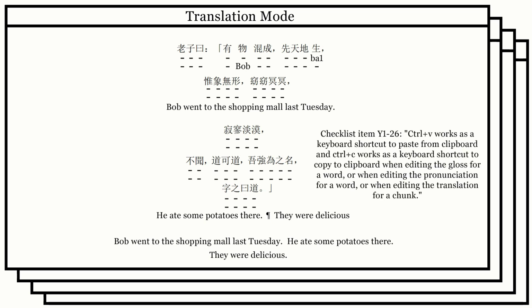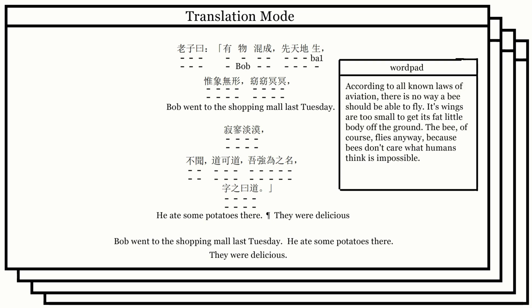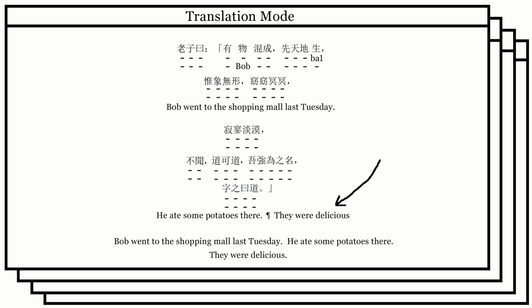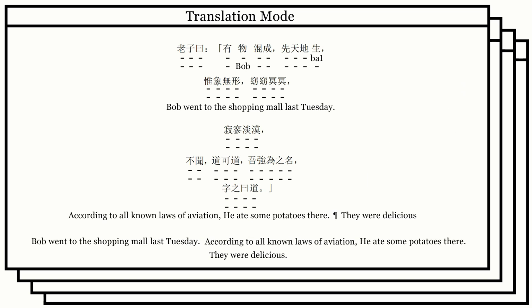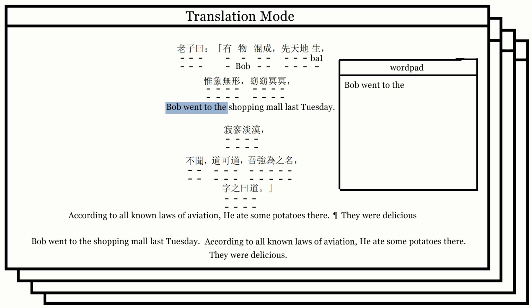Okay. Checklist item 1-26. Control-V works as a keyboard shortcut to paste from clipboard, and Control-C works as a keyboard shortcut to copy to clipboard when editing the gloss of a word, or when editing the pronunciation of a word, or when editing the translation of a chunk. For example, if the user has some other document and then copies some text to clipboard from there, then edits this chunk's translation and presses Control-V, then whatever's in the clipboard goes there as if he typed it in. And if the user selects some part of a translation in translation mode and presses Control-C, then that copies it to clipboard, and he can paste that into a separate word processor.